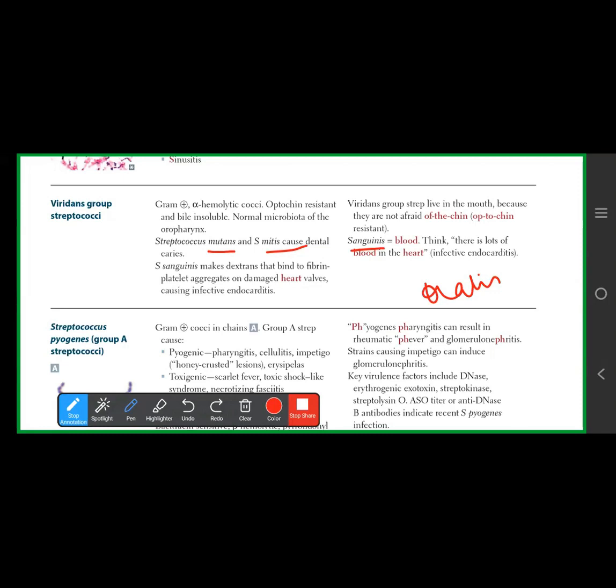You should also know that infective endocarditis can be caused by a lot of bacteria. I'm narrowing it down to viridans because of the dental procedure, the oral surgery that the patient went through.